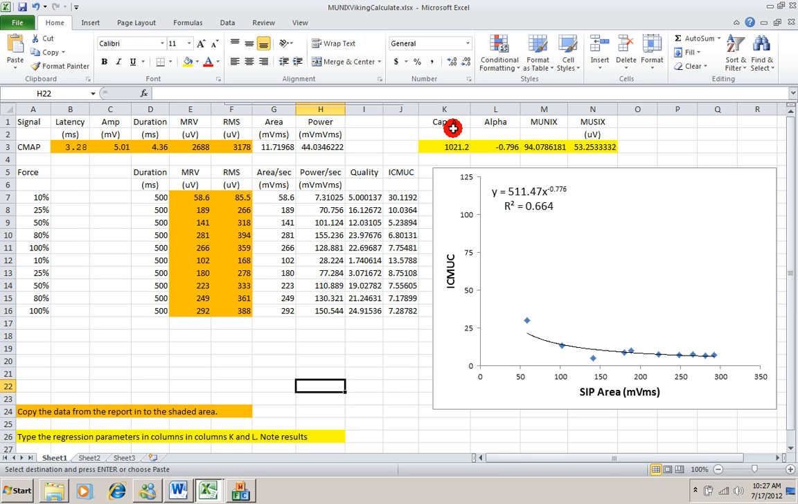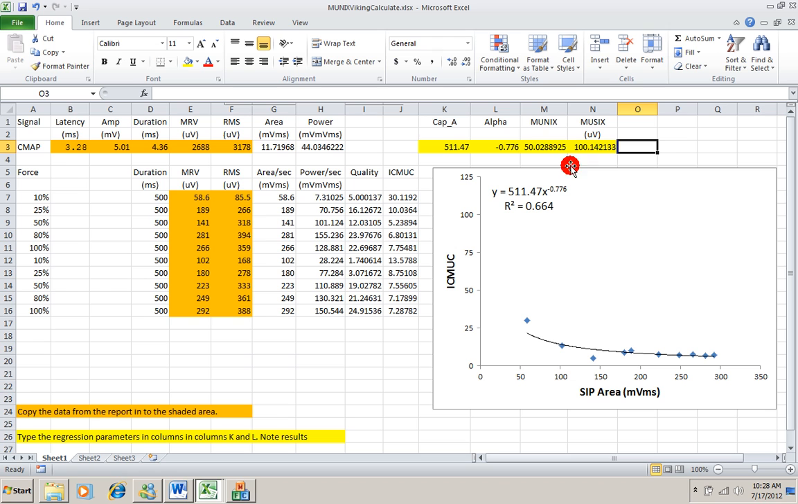The cap A is the first number, 511.47. So I will type it in over here manually, 511.47. And then the value of alpha is the exponent over here. Don't forget the negative sign. So minus 0.776. Notice that the spreadsheet or the calculator has calculated MUNIX and MUSIX.